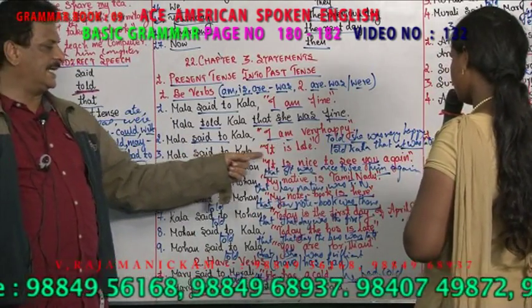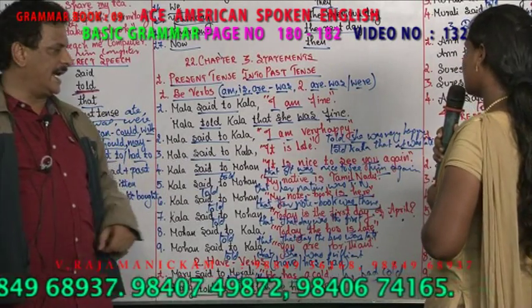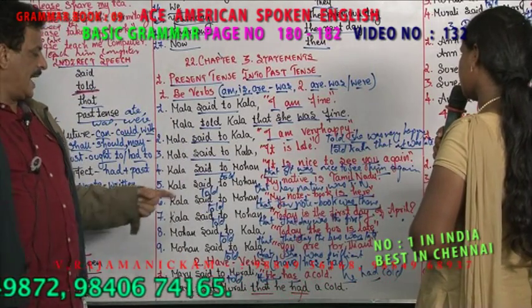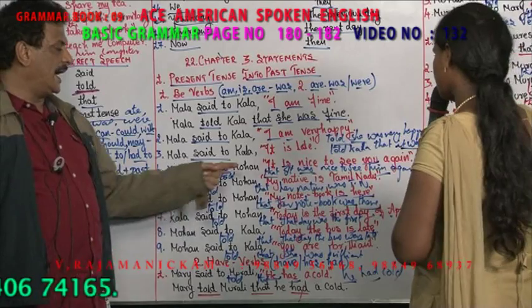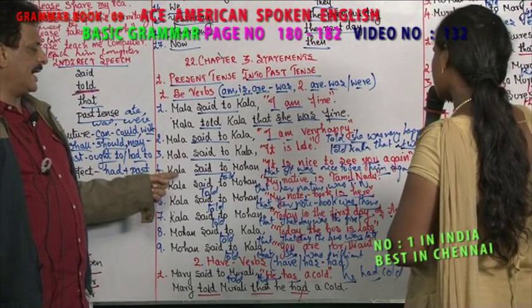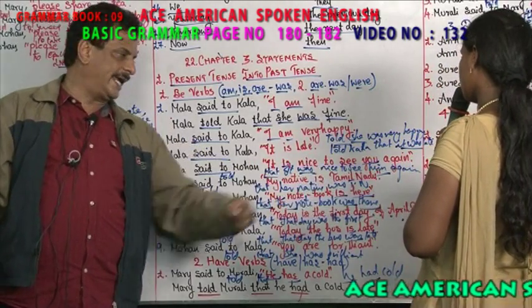Mala said to Kala, it is late. அது அப்போ அயற்கூற்றில் என்னவாக மாறிவிடுகிறது? Mala told Kala that it was late. It is late என்பது it was late. அடுத்து Kala said to Mohan, it is nice to see you again. இது அயற்கூற்றில் என்னவாக மாறிவிடுகிறது? Kala told Mohan that it was nice to see him again.